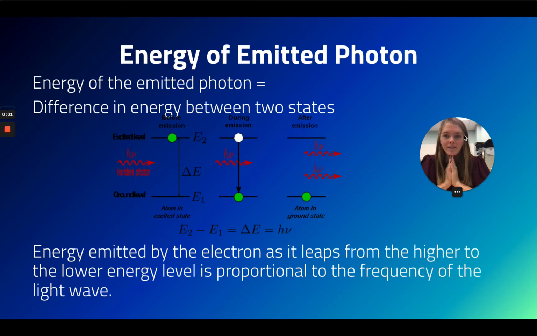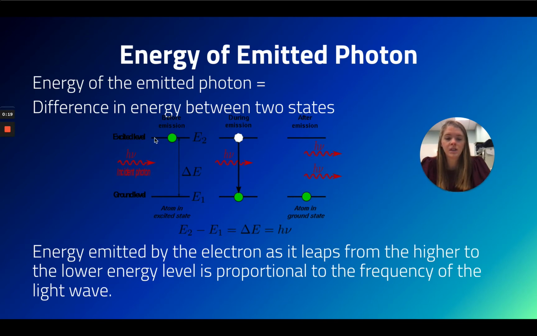Guys, back again. I forgot there's a couple more slides I wanted to go over. So looking at energy of emitted photons. We just looked at energy equals Planck's constant times the frequency, and we talked about what a photon is. Now we're going to be looking at the energy of an emitted photon. Basically it's the difference in energy between two states.